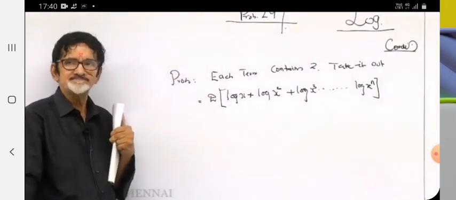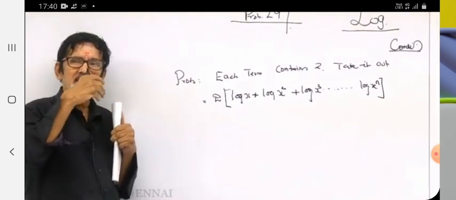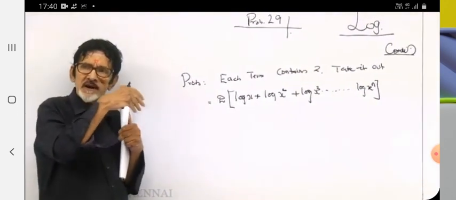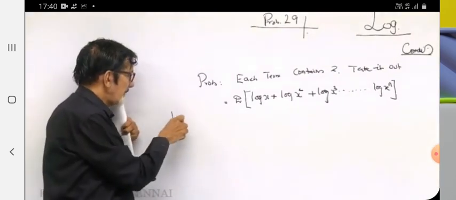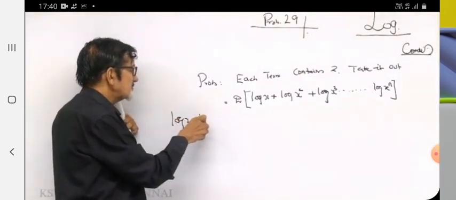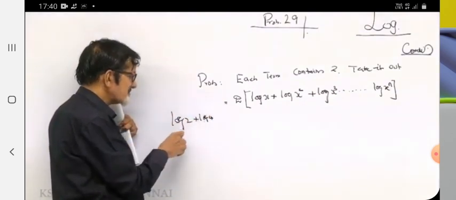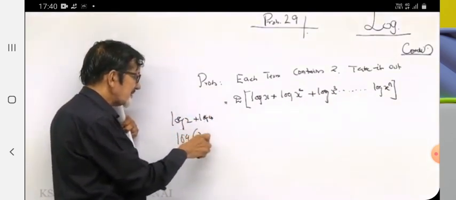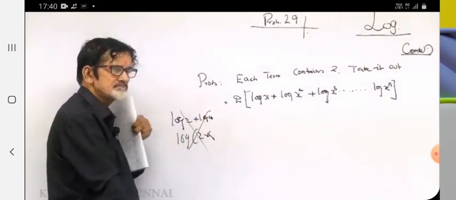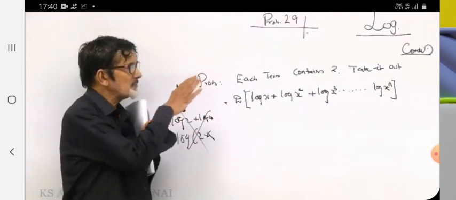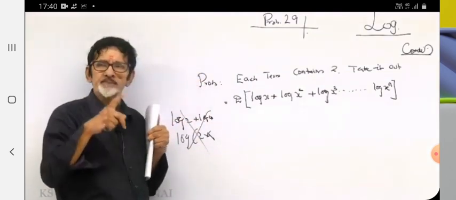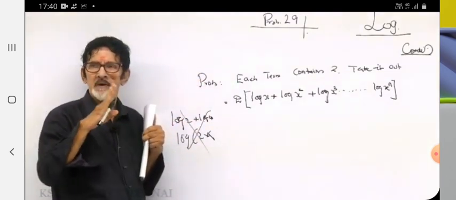Some students take log common. You cannot take log letters out. Can you take log letters out? Inside, will you write x squared? When I say log 2 plus log 4, now log is common, sir, will you write log of 2 plus 4? You should not take letters common. What is the number, quantity? First look at the problem. 2 is a common number, you can take out.